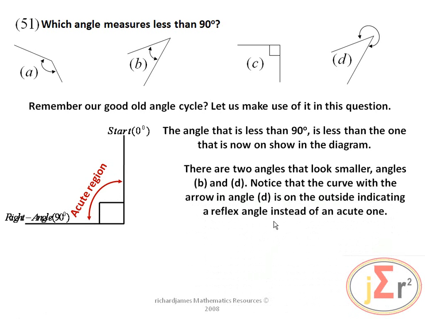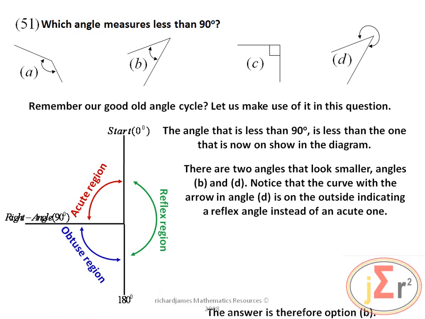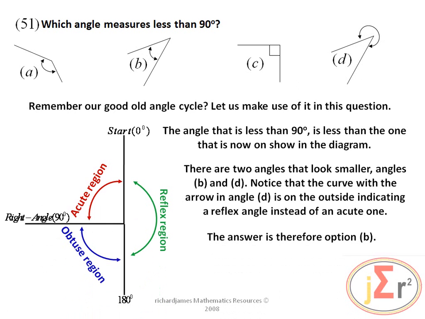There are two angles that look smaller, angles B and D. Notice that the curve with the arrow in angle D is on the outside, indicating a reflex angle instead of an acute angle. So this one is around here. So the angle that is specified for D is not the one inside here, but the one that goes around there. So the one that is smaller than 90 degrees is this one. The answer is therefore option B.